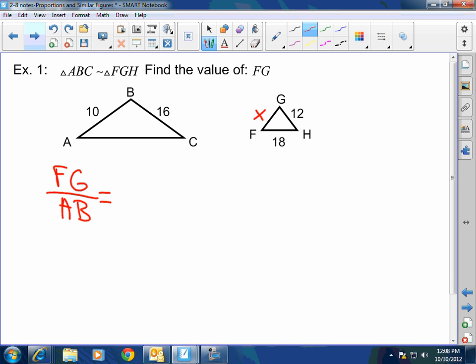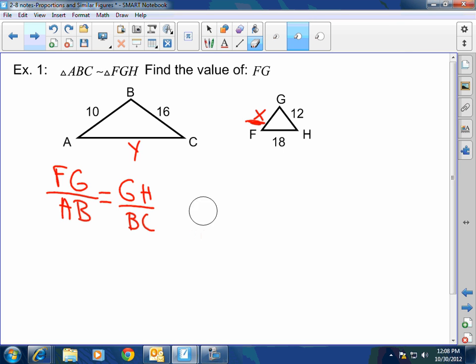Now, what does GH correspond with? So GH corresponds to BC. Now, let's check out why I chose these. FG corresponds to AB. I have to have that because I'm trying to solve for X, right? GH corresponds to BC, so I have to use that because those are the only two values that are still complete. I cannot have gone FH to AC because AC is also a variable. We don't know what that is. So the only things that could have worked here were this setup right here.